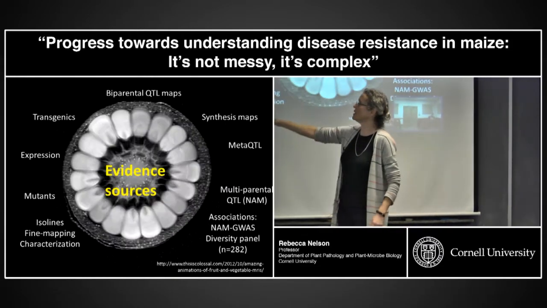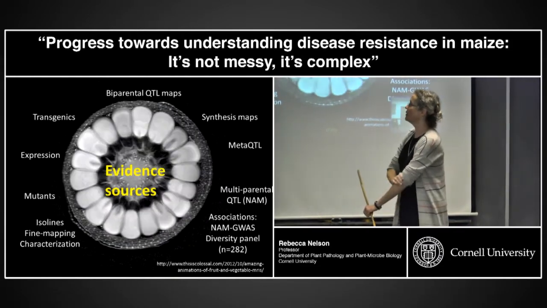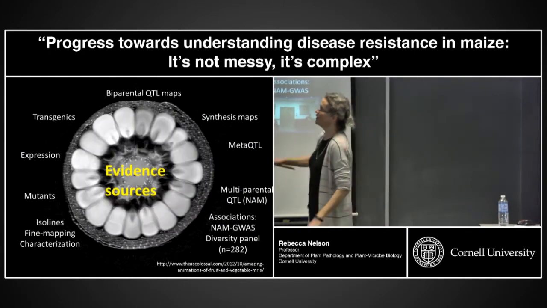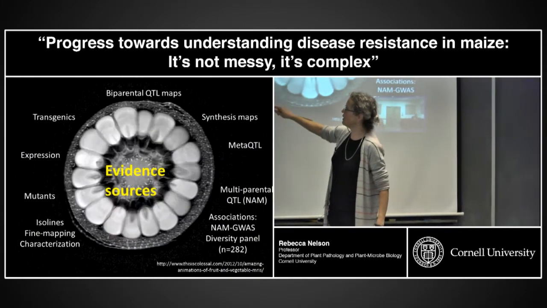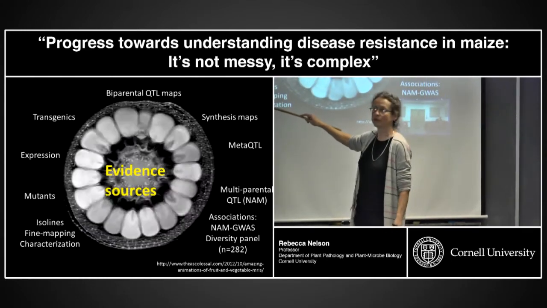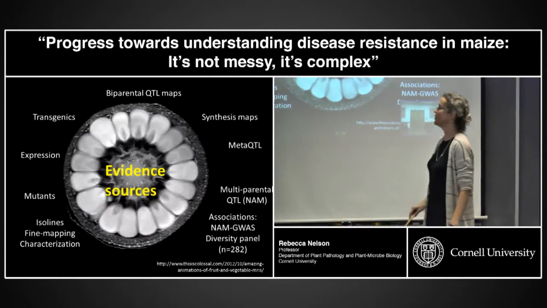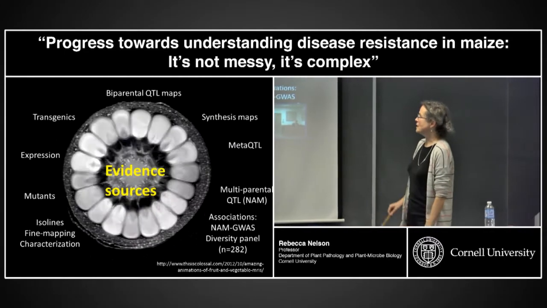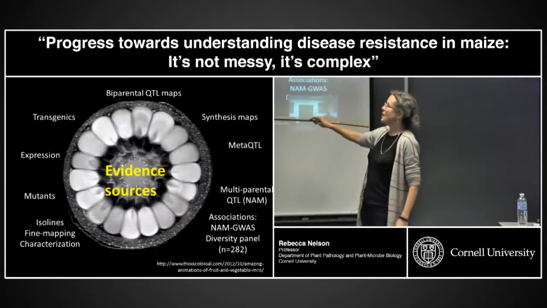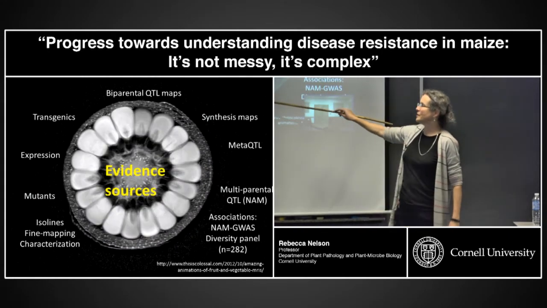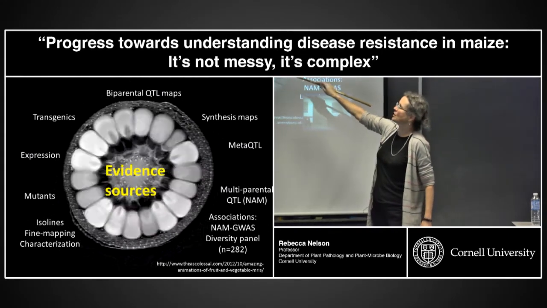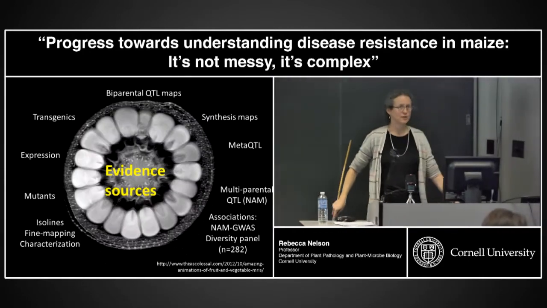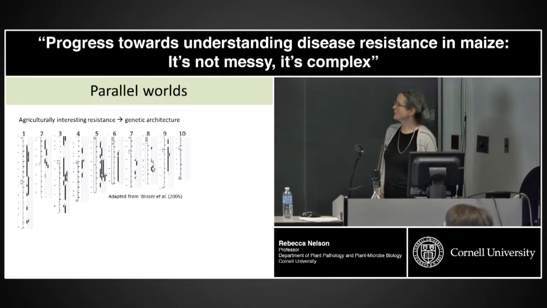We've benefited greatly, as I mentioned, from the maize platform that the Maize Diversity Project led by Ed Buckler has come up with, including nested association mapping, a multi-parental population I think many of you know much about, and various diversity panels that allow us to do genome-wide association. We've also used fine mapping and isogenic materials of various derivations, mutants, and we're starting to look at expression and just beginning to get some of our genes started through a transgenic pipeline as well.